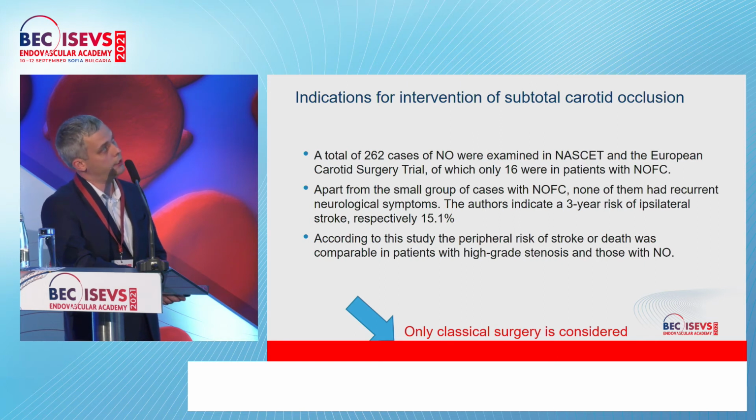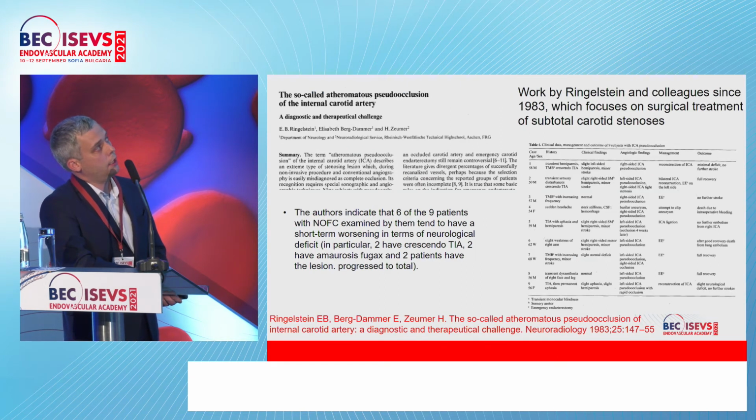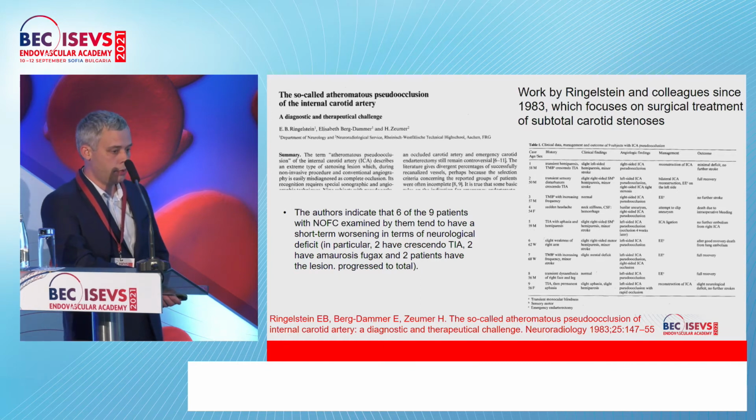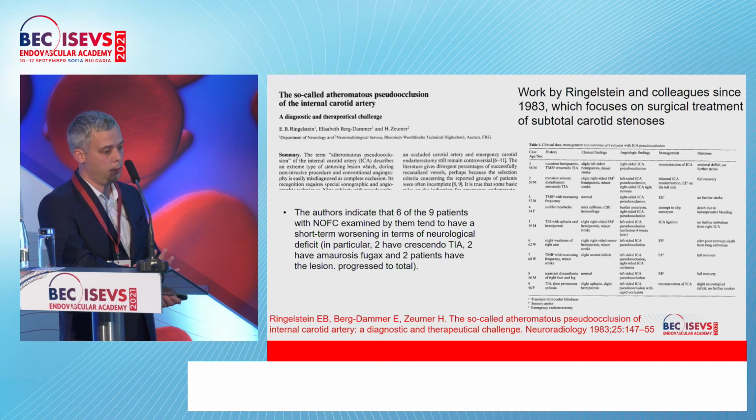So, to be honest, these trials cannot shed light on the question of whether it is necessary to intervene on these arteries or not. Actually, in 1983, the work by Ringelstein and colleagues, which focused on the surgical treatment of subtotal carotid artery stenosis, followed 9 patients with near occlusion with full collapse, and they actually just followed up these patients. They gave optimal medical treatment, but nothing more.